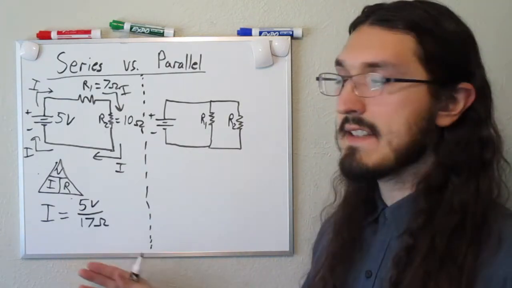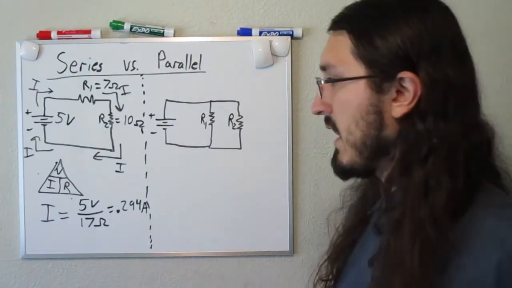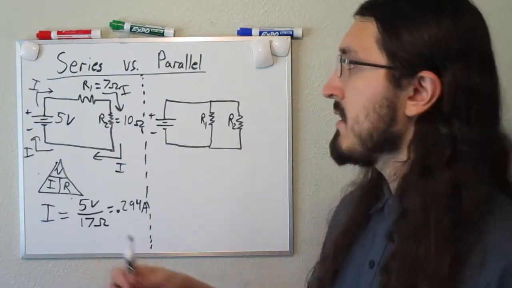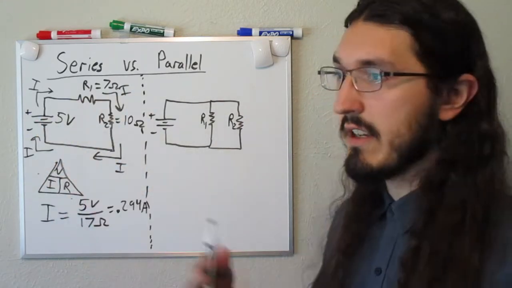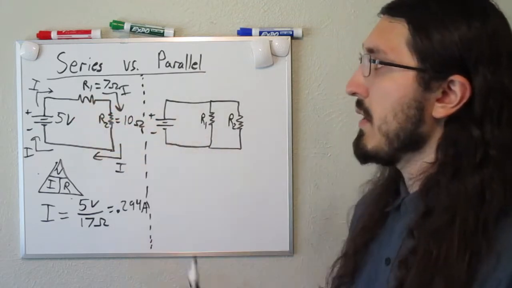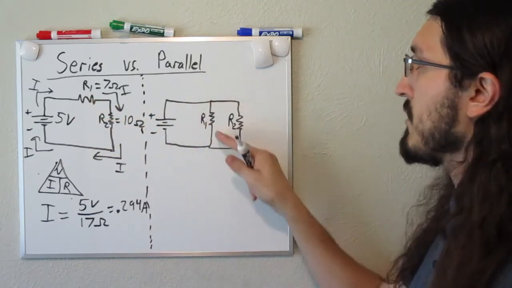Now to find current, I just have to divide 5 volts by 17 ohms, and this comes out to 0.294 amps. And because the current doesn't split through different paths, this is the current that is constant throughout the entire circuit. This is only the case in a series circuit where current is constant, because in a parallel circuit, on the other hand, the current diverges at a certain point.